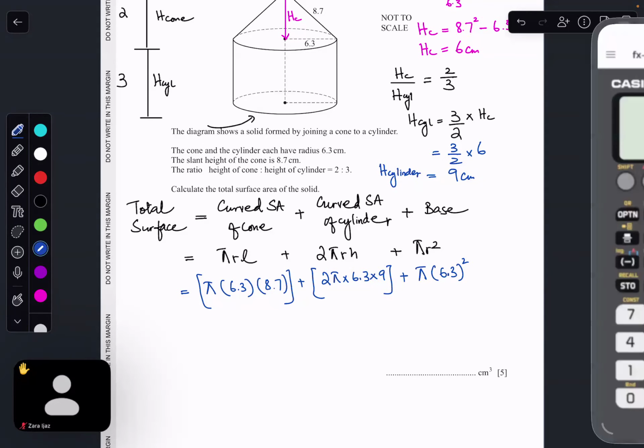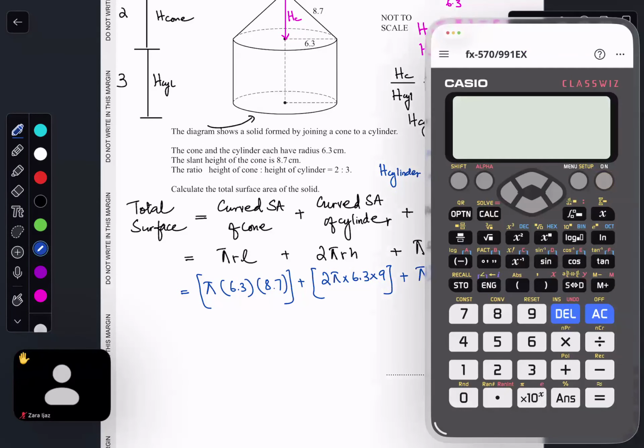Yes, Zara, ask. So for every total surface area question, can I assume that it is the sum of all the surfaces that a person can paint? Yes, exactly. Got it? Yes.